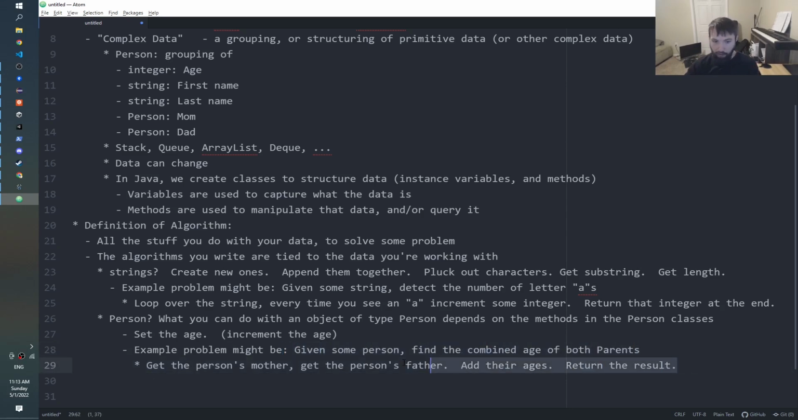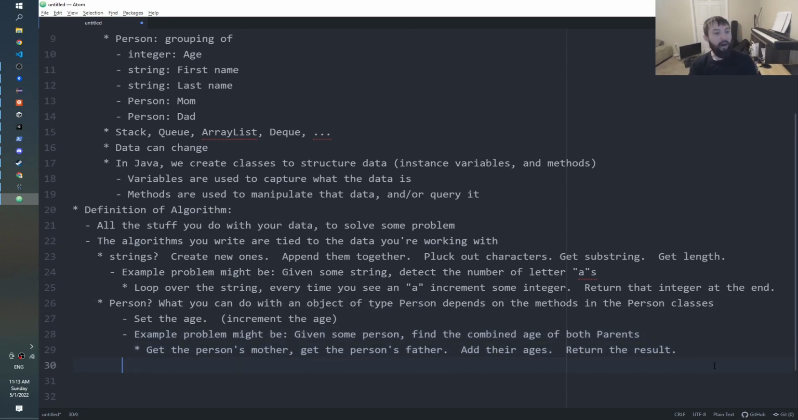And that particular algorithm deals with a particular kind of data, person. Now, what if the data is a stack? Well, same thing applies. So if it's a person, what you can do with it depends on the methods in the person class. That's true for a stack as well. What you can do with the stack depends on the methods in the stack class.